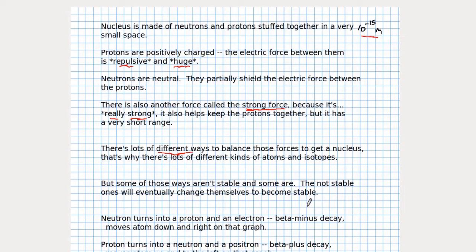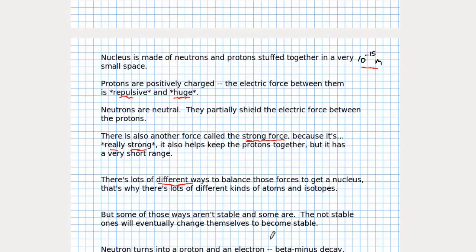This is a little bit weird. So these particles can change themselves. And effectively what happens is you have a neutron that was in the nucleus, and it spontaneously changes itself into a proton that stays in the nucleus, and an electron that gets spit out and goes flying away. That's called beta minus decay. The effect of that decay would be to move the atom down and to the right on that graph.